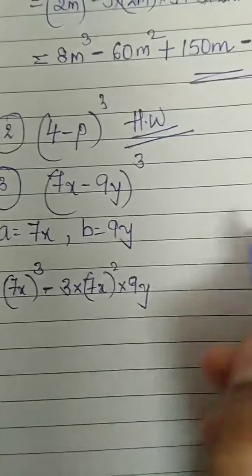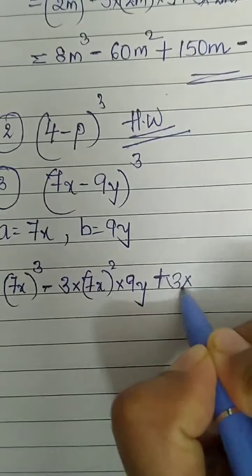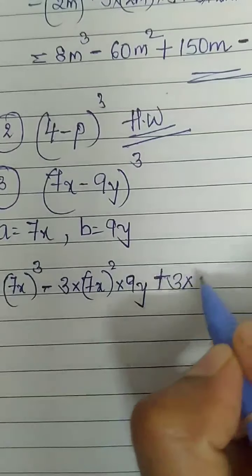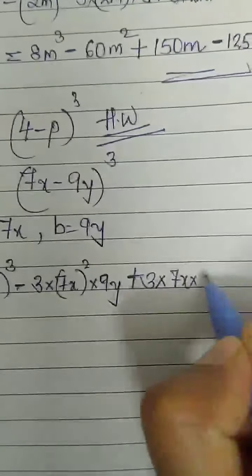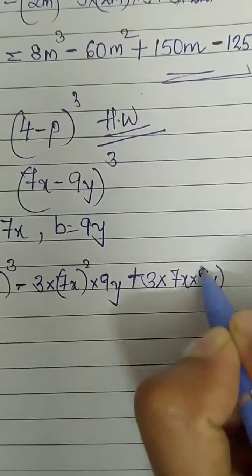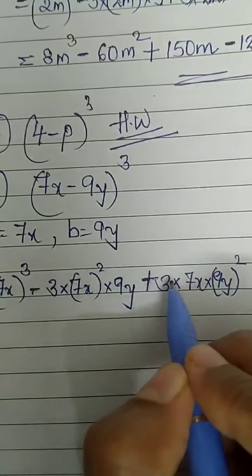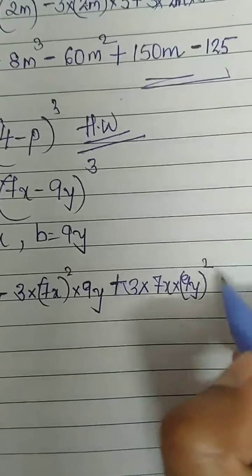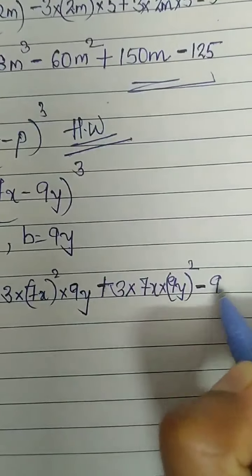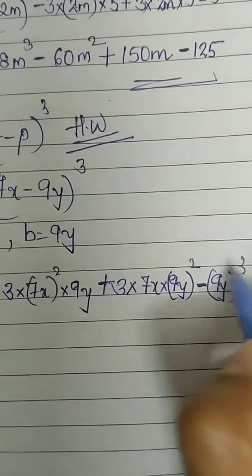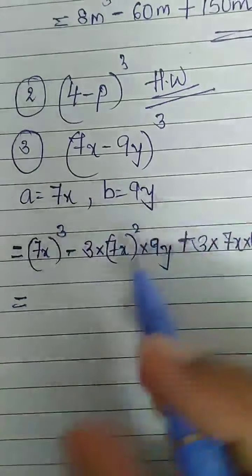Correct. Now next comes plus 3 into, now this will not be squared, this will be squared. So we can see here and copy 7x into (9y) the whole square. Okay, 3a²b, 3ab². After plus, next is minus b cube. What is b? (9y) the whole cube. Okay, so now we can solve it very comfortably, no tension at all.